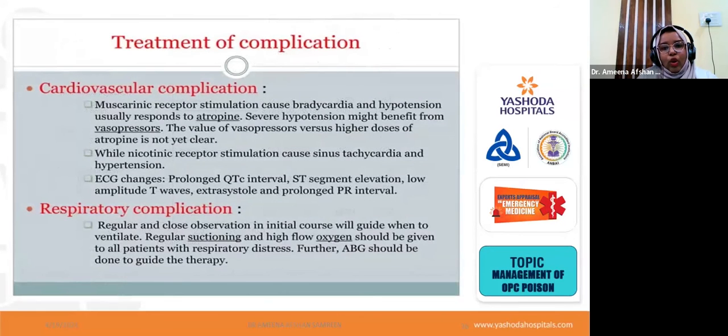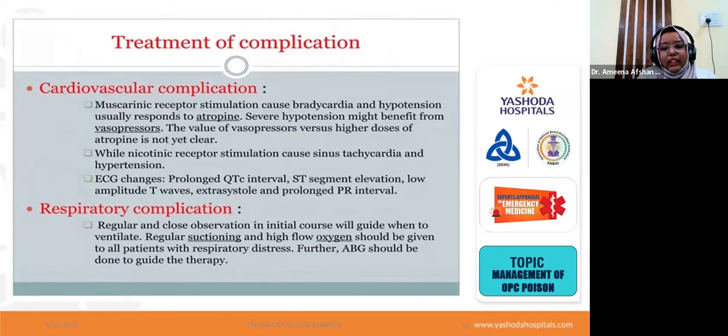Now, treatment of complications. There are some other complications that can occur. Cardiovascular complications, mostly bradycardia and hypotension, respond to atropine. Where severe hypotension persists, you can go for a vasopressor. While nicotinic receptor stimulation causes sinus tachycardia and hypertension. ECG changes like prolonged QTc, ST segment elevation, extrasystoles can also be seen.